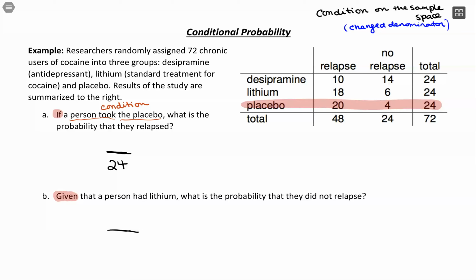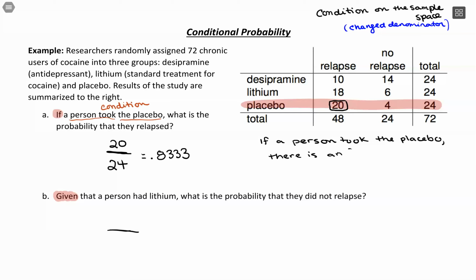It's like I'm stuck in that row right there, and I want to see how many people relapsed in that group. 20. So that would be 20 out of 24 for this conditional probability, and that would be 0.8333. So we could say, if a person took the placebo, there is an 83.33% chance they relapsed.